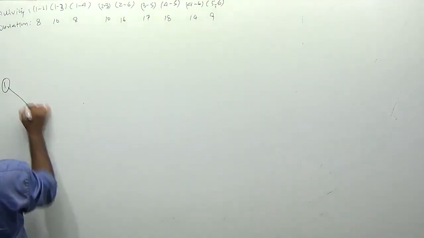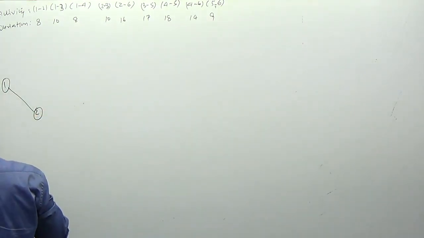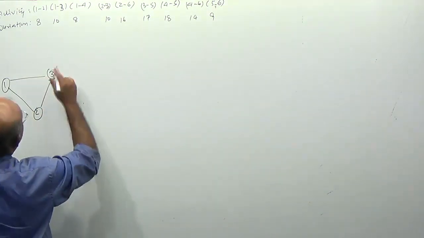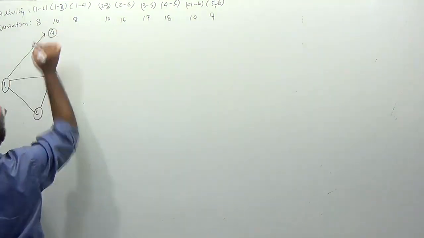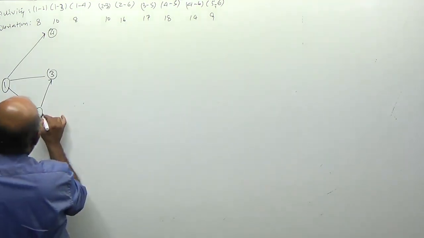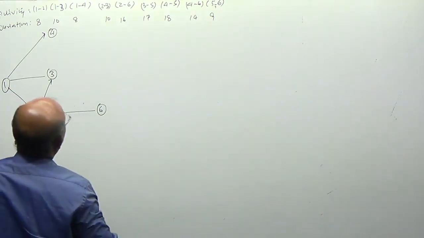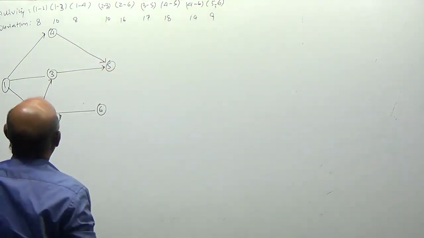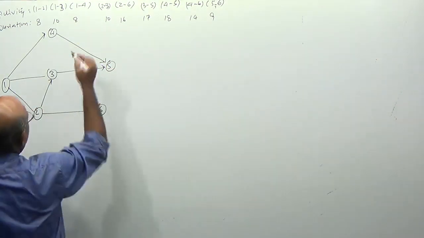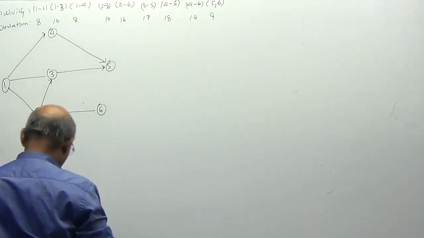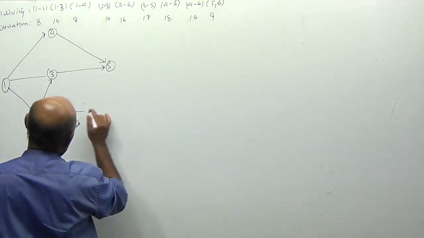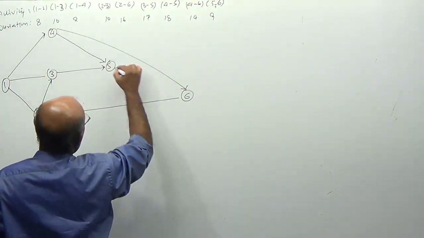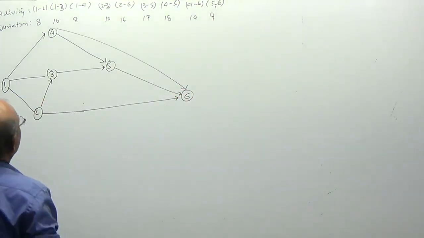Activity 1-2, 1-3, 2-3, 1-4, 2-6, 3-5, 4-5, 4-6. 4-6 also I have to add, and 5-6. This is the network we have, sir.